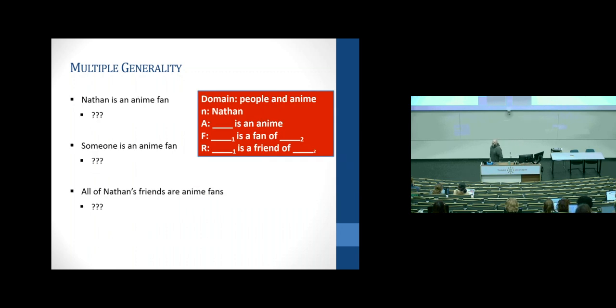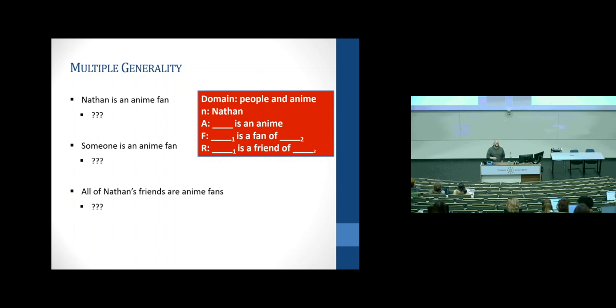Here's a very simple, silly example, but it's worth practicing. We've got a symbolization key. Our domain is going to be people in anime. We've got one name, Nathan, little n. We have one-place predicate A: is an anime. We have the two-place predicate F, which is: one is a fan of two. And we have another two-place predicate, one is a friend of two. So using this key, how would we say Nathan is an anime fan?